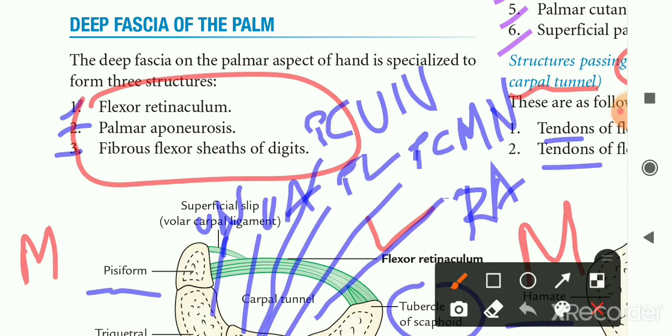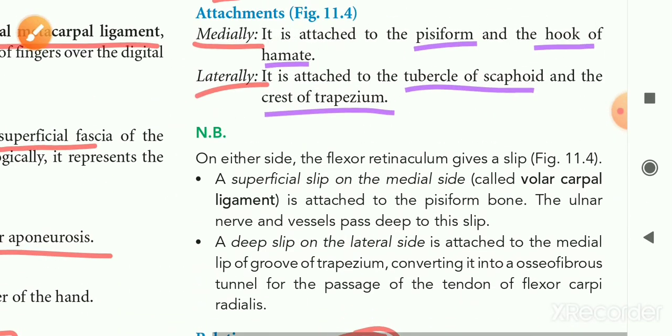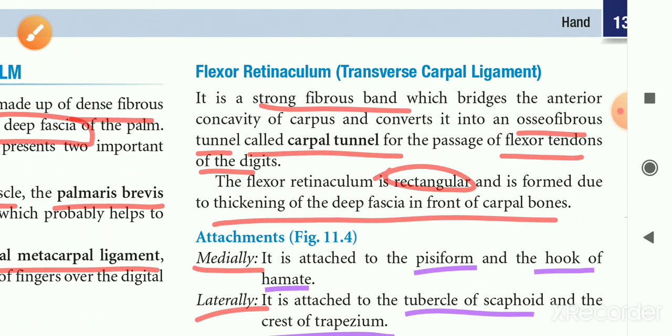The deep fascia of the palm is specialized to form three important structures. These are the flexor retinaculum, palmar aponeurosis, and fibrous flexor sheaths of the digits. So at first, go to the flexor retinaculum, or transverse carpal ligament.